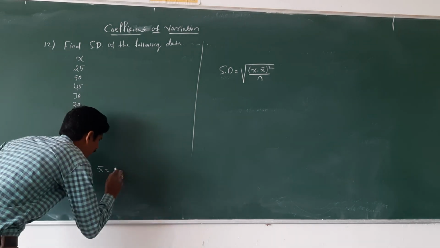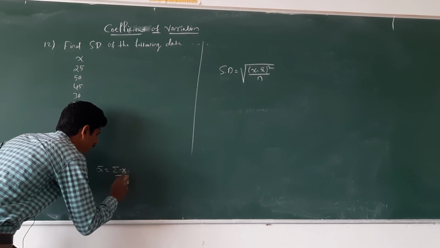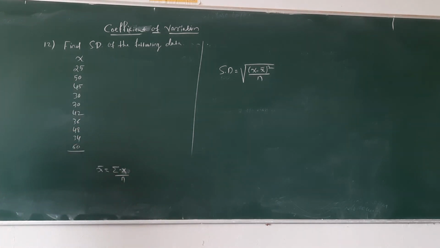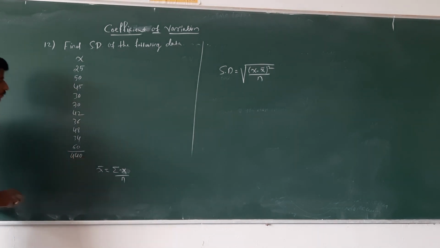X bar formula: sum of x by n. Here sum of x is 25 plus 50 plus 45 plus 30 plus 70 plus 42 plus 36 plus 48, 34 and 60. Then we will get 440. Sum of x is 440.